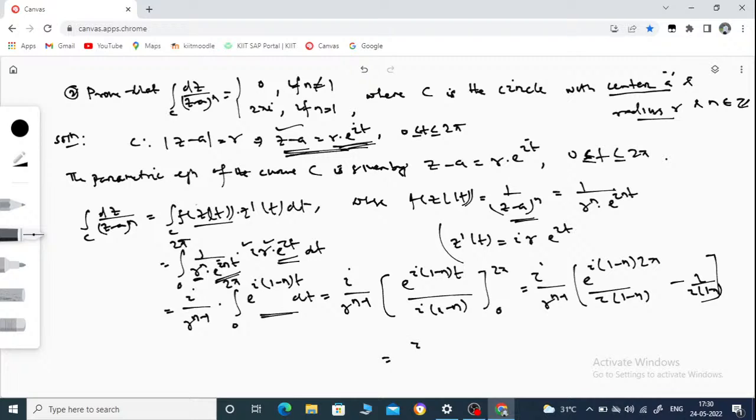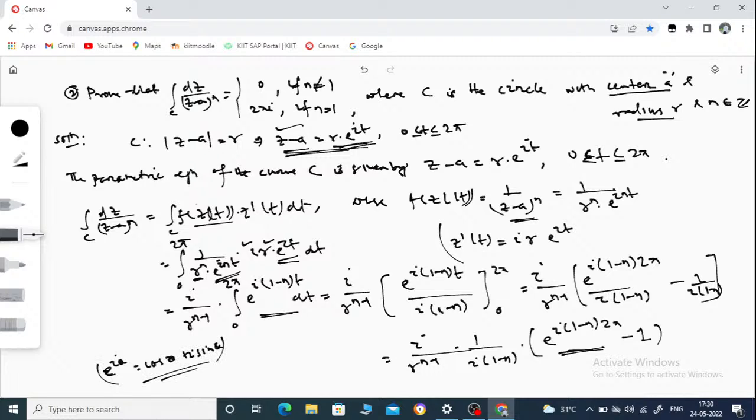So if I take this thing common, r to the power n minus 1, and then this 1 by I whole into 1 minus n, then only this thing is left, e to the power I whole into 1 minus n 2 pi minus 1. And if you find this one, this is your 1, because we know e to the power I theta is cos theta plus I sin theta. Okay, so if you use this formula, then you will get this value is 1, so 1 minus 1 will be 0, then 0 into this thing will be 0, so this is your answer.